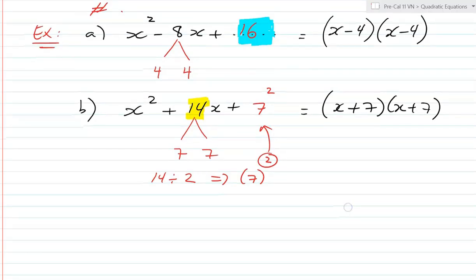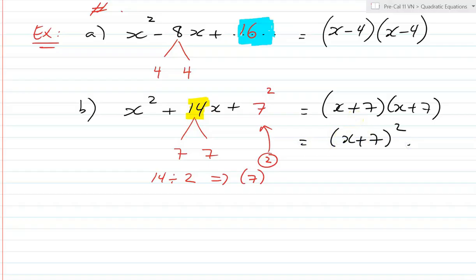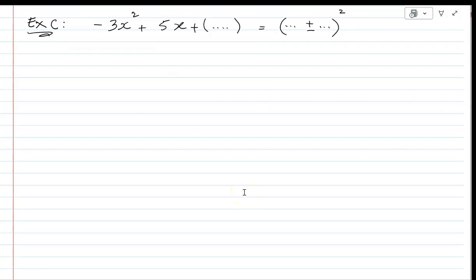All right. And by the way, I wrote it as 2 brackets, but it makes sense to write it just like that. All right. Very simply. Now let's look at example C.